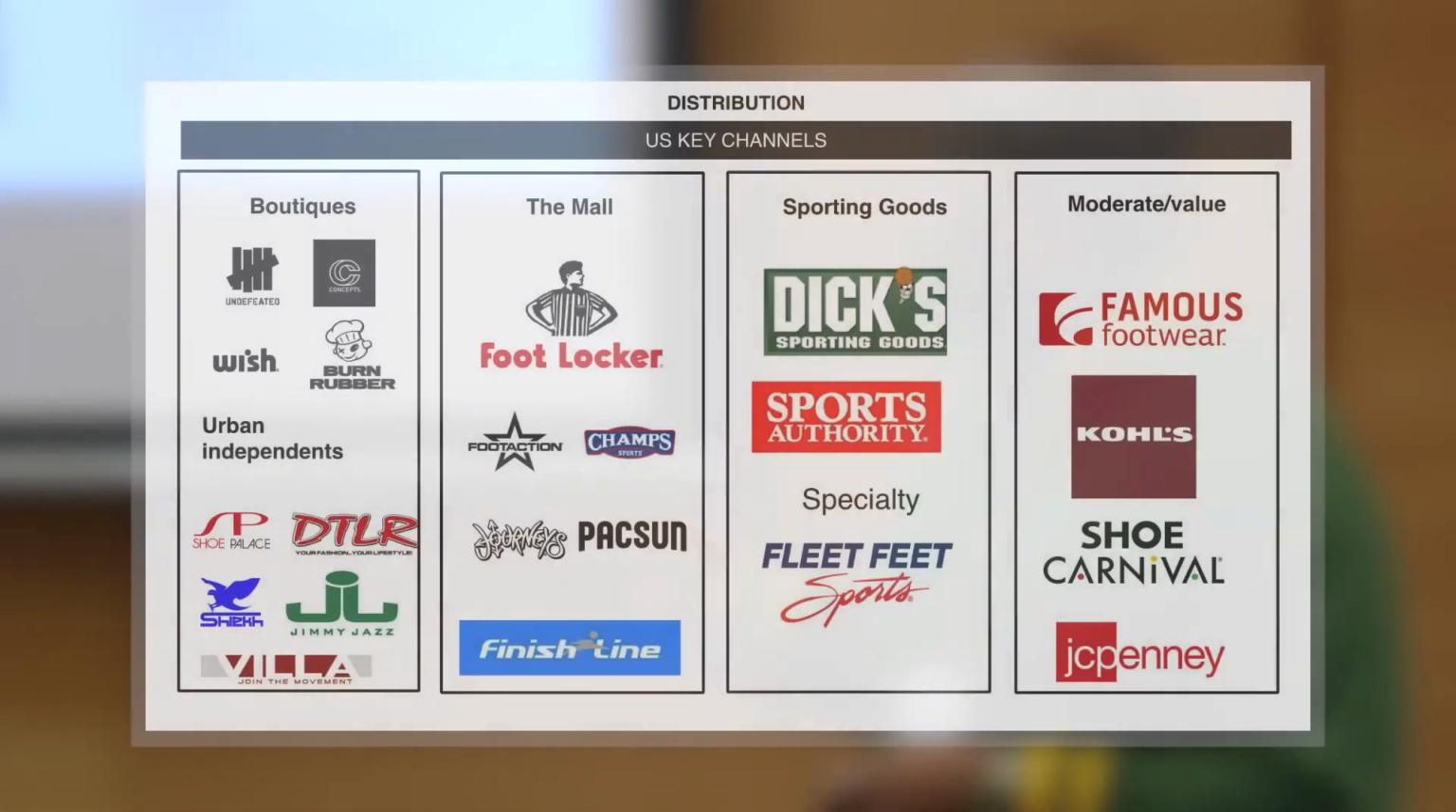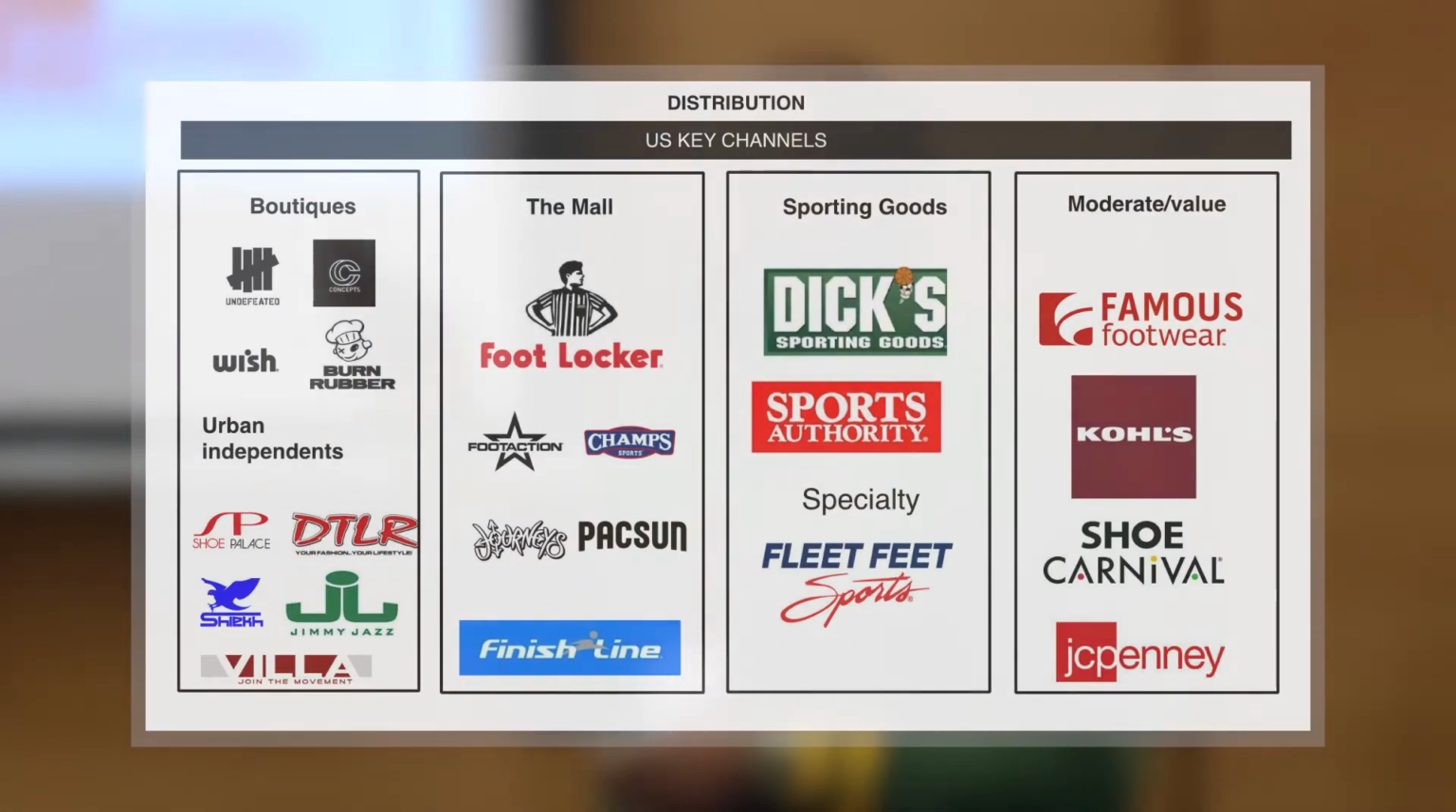So you'll have the Dick's, the Sports Authority, and then you get into specialty with stores similar to Fleet Feet, those specialty doors for running specialty. And then rounding it off is what we call the modern and value channel, with Famous Footwear, Kohl's, Shoe Carnival, and JCPenney's. All right.